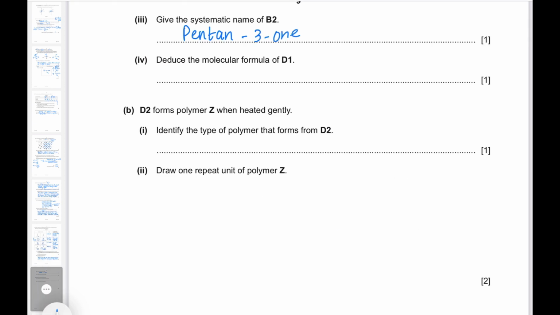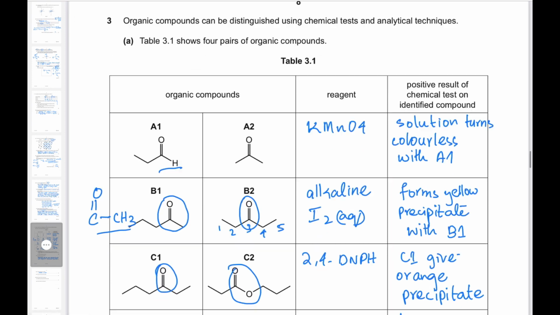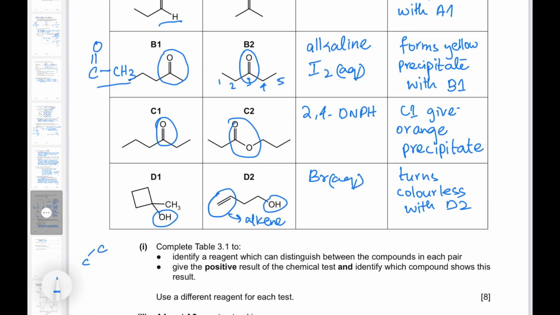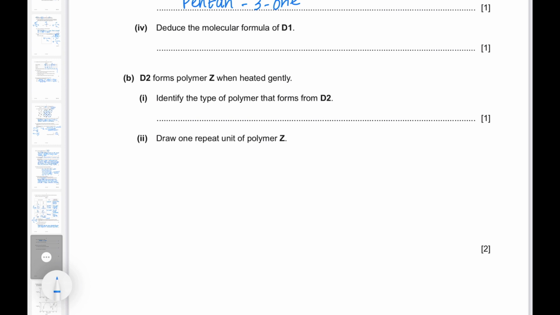Part 4, deduce the molecular formula of D1. Let's see, D1 over here has 4 carbon atoms in the ring itself. Now each of these carbon atoms is single bonded, so this means here you can have 2 hydrogen atoms as well as these 2 positions. Now the 4th carbon atom is bonded to 2 other groups, which means it's not bonded to any hydrogen atoms. Looking at the structure, you've got 5 carbon atoms, 10 hydrogen atoms and a single oxygen atom, which means the molecular formula is C5H10O.